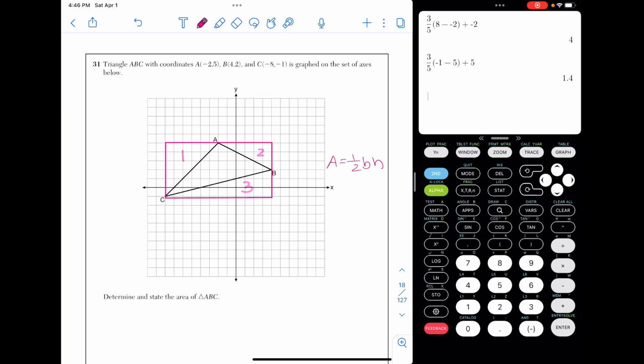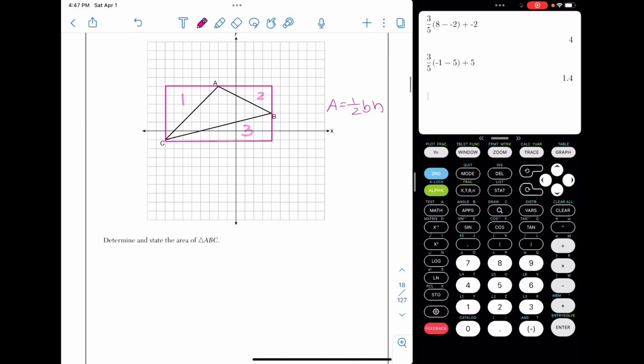I don't know for triangle ABC what the base and the height are because there's no right angle for me to look at. Okay? So what we're going to do is we're going to find the area of the rectangle that we created. Okay, so that looks like it is 12 by 6 and therefore has an area of 72. So that's the area of this big rectangle. Now let's find the area of the surrounding triangles.